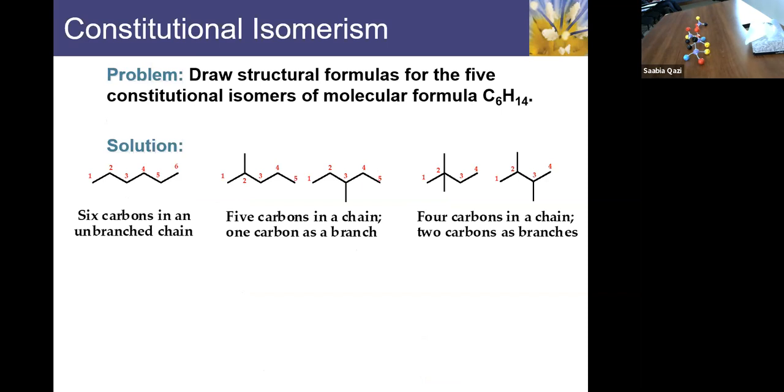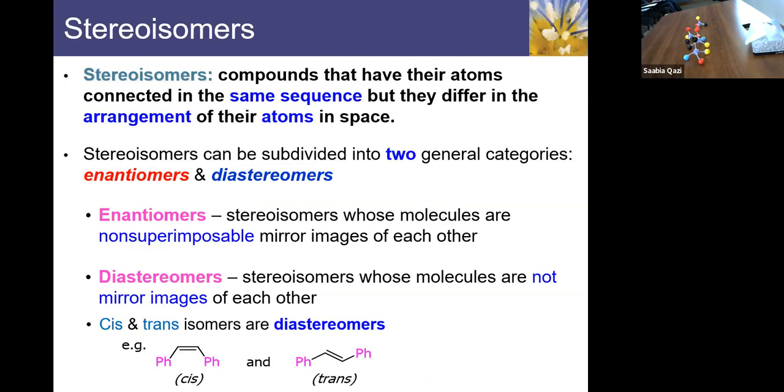Again, the same example: different isomers with different connectivities. All these would be called constitutional isomers. So we learned that in constitutional isomers, they have the same molecular formula, different connectivity, different physical properties, different chemical properties, right? But that is not the case with the stereoisomers.